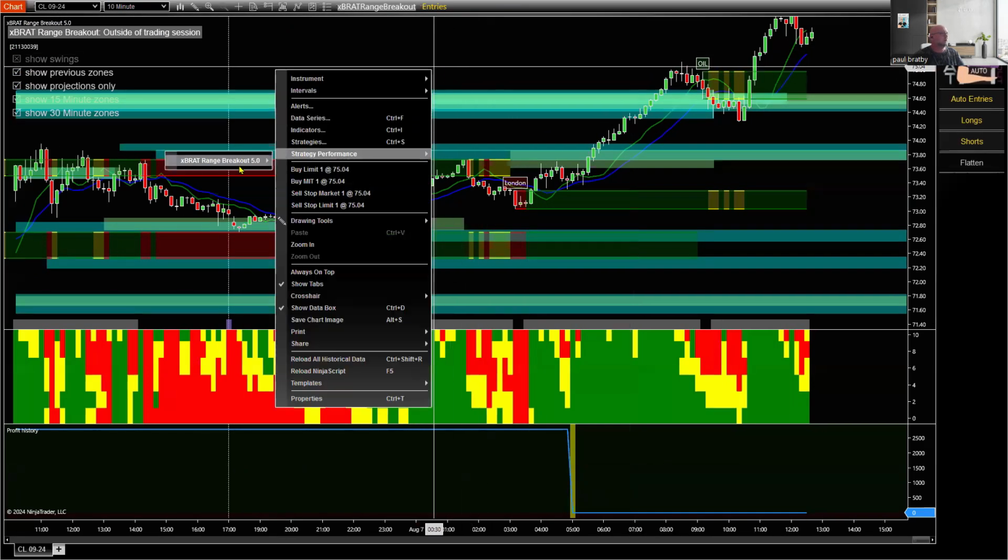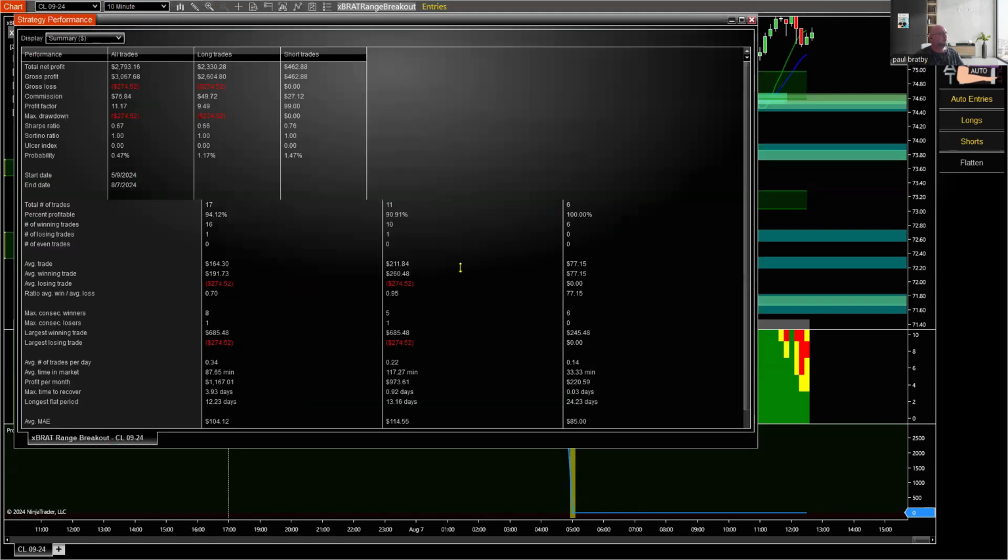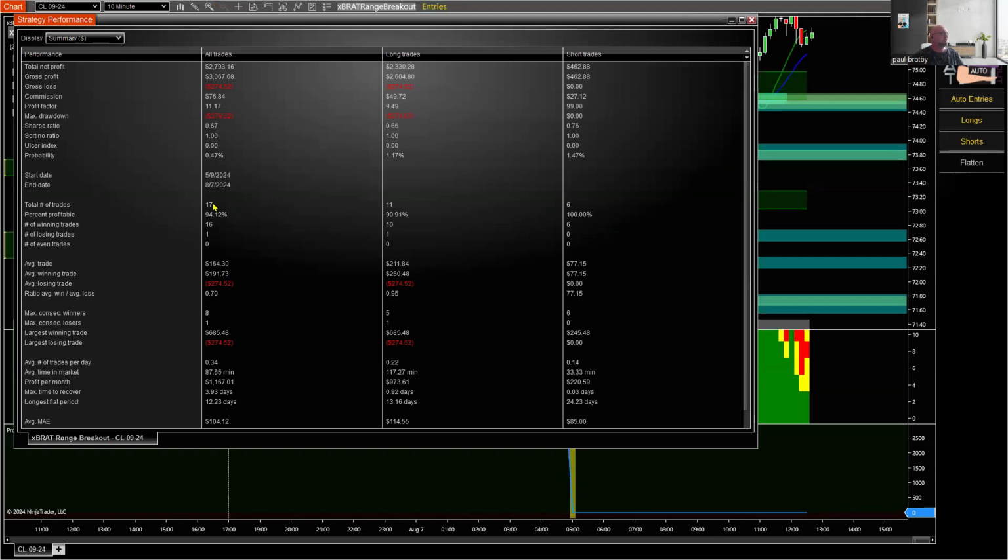So this one probably trades more than copper, I think. Yeah, this has had 17 trades, 94% win rate. Average trade is around $165. Average winning trade 191. Average losing trade is more, 274. But we've got a 94% win rate. We've got a max drawdown of $274. So it's very, very small. And that's the big important thing here, is keeping that max drawdown small.